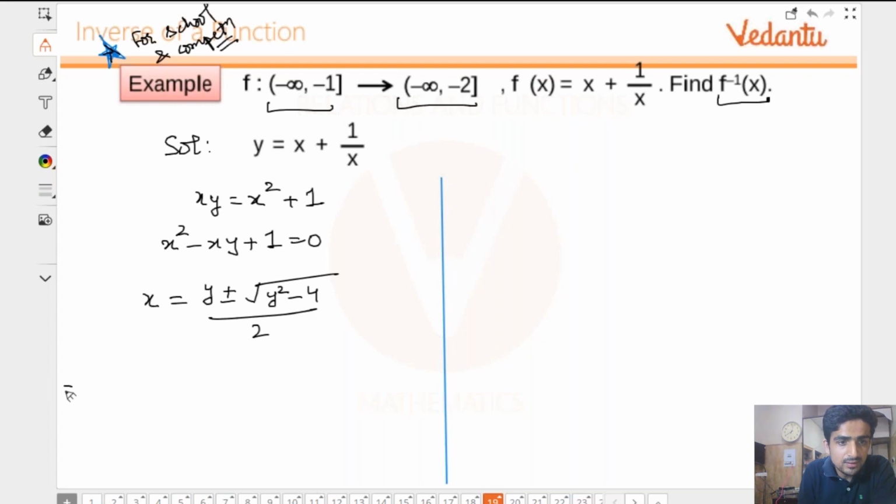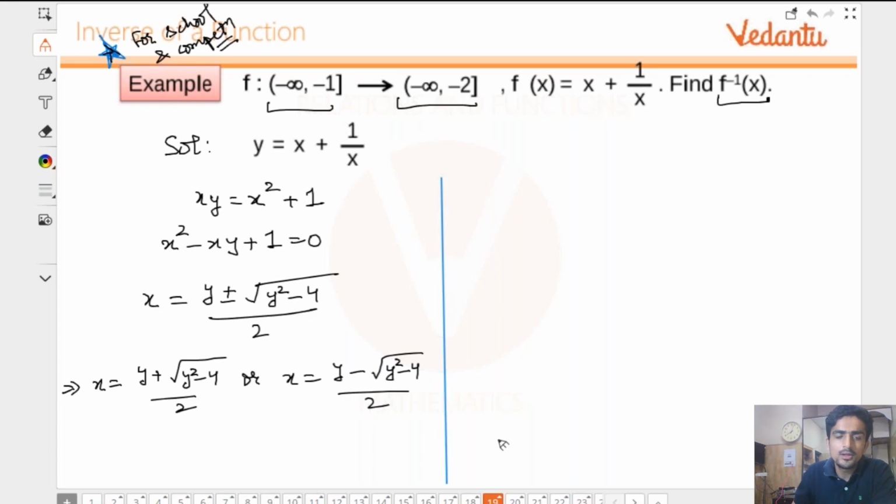So the problem is x is either this or this. Now the point is, a function cannot have two inverses. If there's one way of going, there's one way of coming back. It means one of these two things must be rejected. That is something good about this question. How to reject the wrong option.